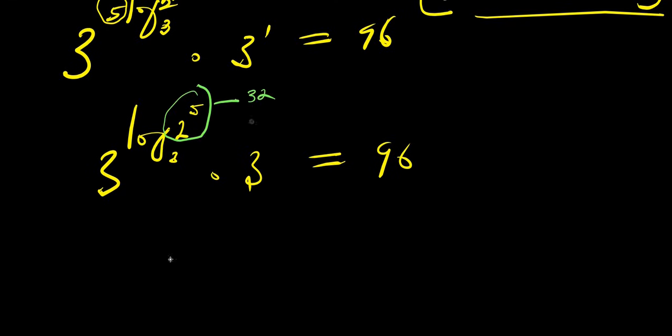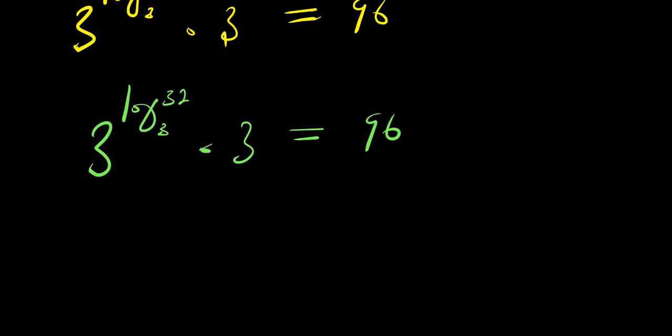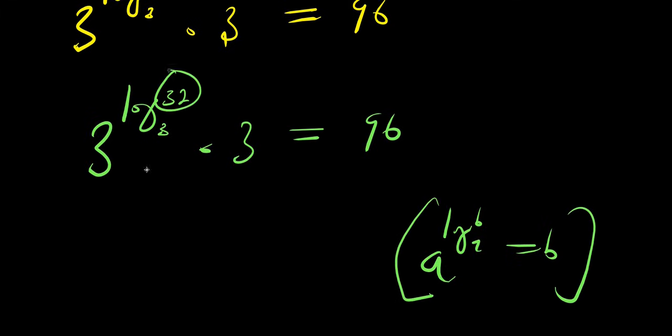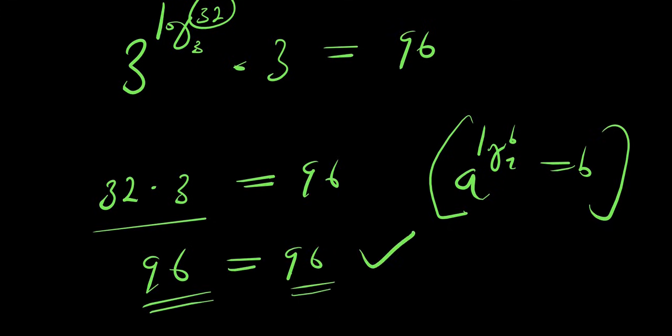This is 32. 3 power log 32 to the base of 3 equals 96. By the power law, a power log b to the base of a equals b. So we have 32 here. And from here, to multiply this out, 3 times 2, 6, 3 times 3, you have 9. And this equals this. So that is it.